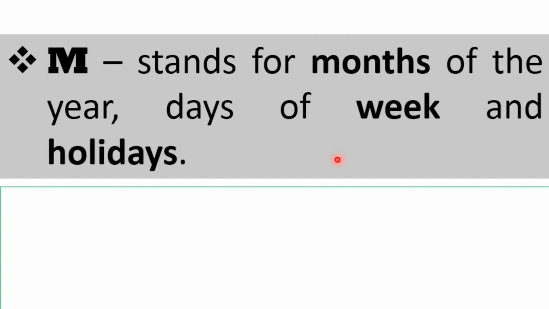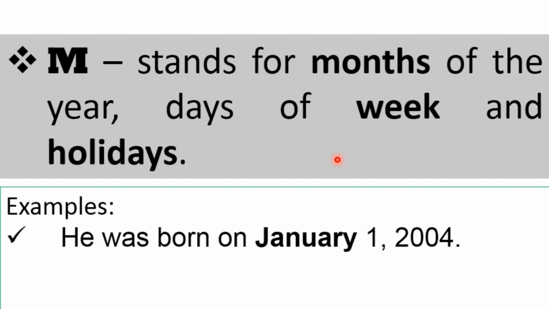We're going to start with the months of the year. When we say months of the year, we are referring to January, February, March, April, May, June, July, August, September, October, November, and December. And the first letter of those months of the year must be capitalized. For example, he was born on January 1, 2004. The word January here is the example of a month of the year. And as you can see, letter J here is capitalized.